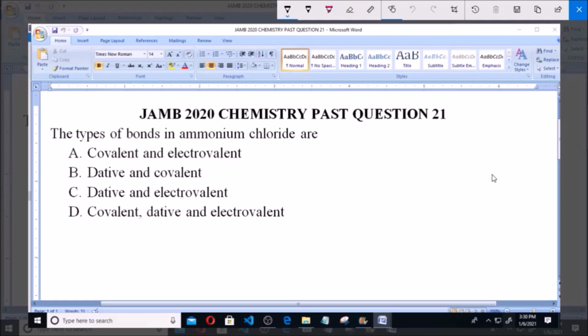Good day and welcome. I will be answering Jamb 2020 Chemistry Past Question 21. The types of bonds in ammonium chloride are. Now ammonium chloride is represented as NH4Cl.